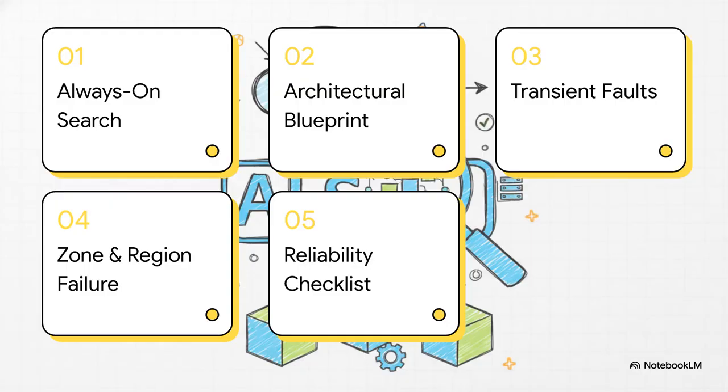So here's the game plan. We're going to build up our reliability strategy like we're putting on layers of armor. First, we'll get on the same page about why this is a team effort. Then, we'll map out the basic blueprint. From there, we'll add our first layer of armor for those small, annoying glitches, then the heavy armor for major disasters, and we'll wrap it all up with a super practical checklist you can use right away.